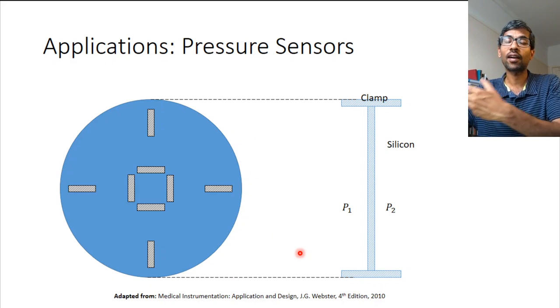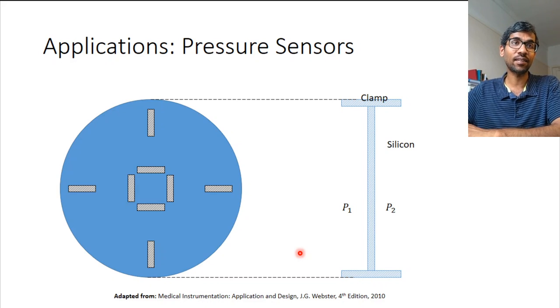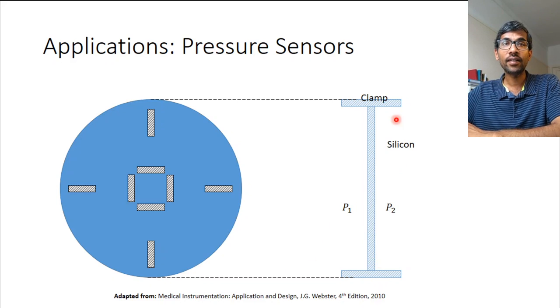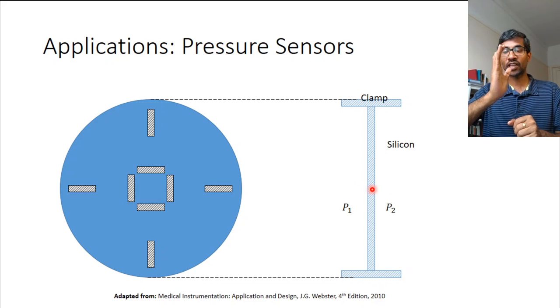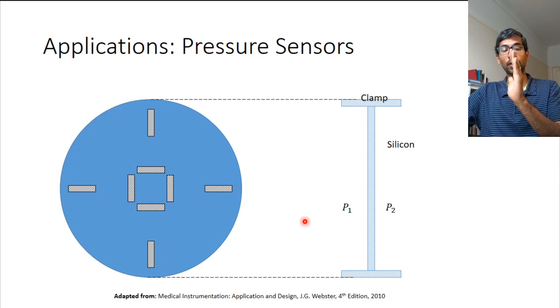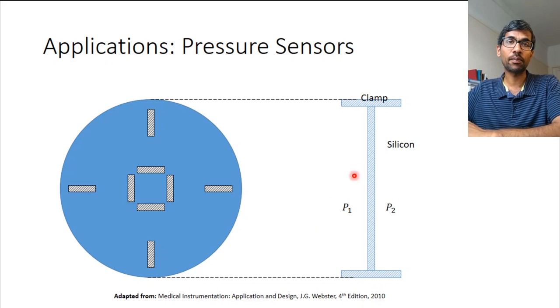Okay, let's look at another application of strain gauges, and we are using it as a pressure sensor. In this case, let's say you have a fixed casing here, and this thing in the middle is a diaphragm. This diaphragm can be used to measure the pressure differential. If P1 is greater than P2, then what do we expect? If this is a flexible diaphragm, you expect the diaphragm to bulge out towards the right. If P2 is greater than P1, then you expect the diaphragm to bulge out towards the left. So that's the kind of measurement that we want to make.